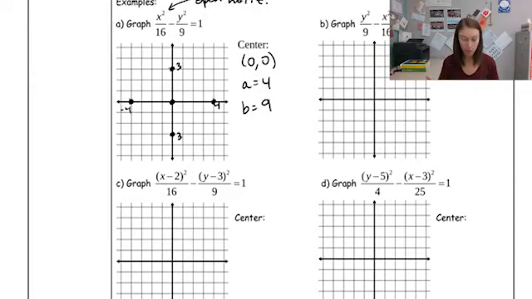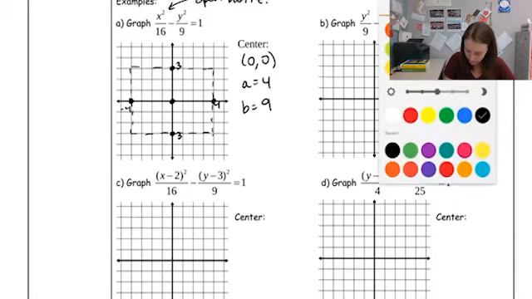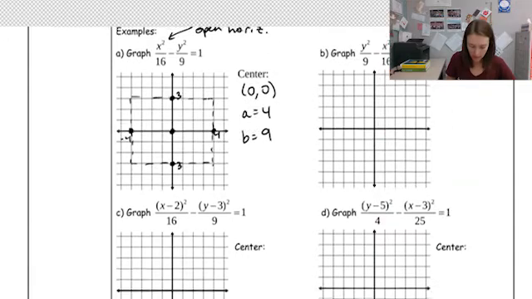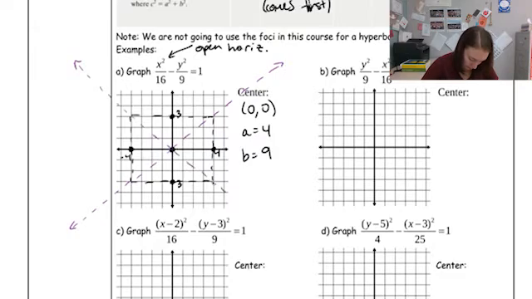Now graphing this, we're not going to make an ellipse. This is where it gets different for the graph. We are going to make a dashed box around the points we just found using a and b. Then, and I'm going to use a different color, you don't have to, we are going to draw our asymptotes. So our asymptotes are going to be the diagonal lines that go through the corners of our box. And this is going to be what dictates how wide our hyperbolas are going to open. So you want to make sure to make those asymptotes nice and big so that you have room for your hyperbola.